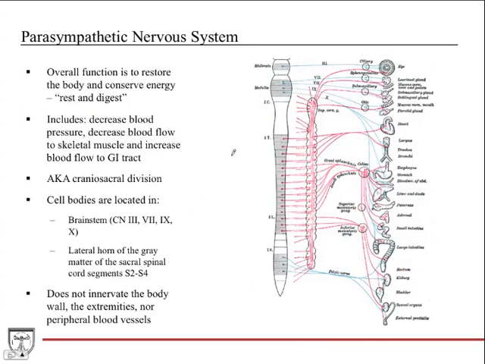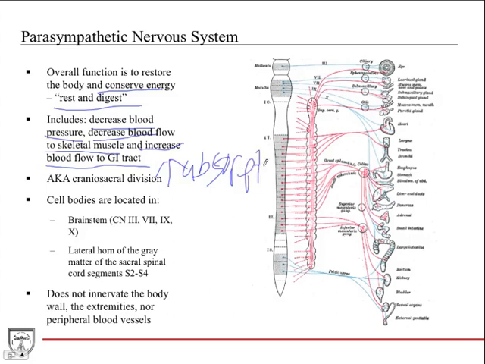Its overall function is to restore the body and conserve energy, hence the saying, rest and digest. So what does this include? Decreased blood pressure, so you don't need to have an upbeat heart rate. Decreased blood flow to skeletal muscle because it's not as important to get moving. And really what it does is increase blood flow to the GI tract, and the reason for that is so you can increase absorption of nutrients.